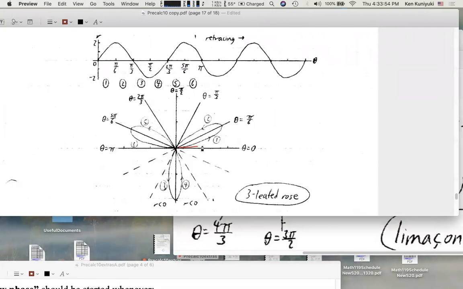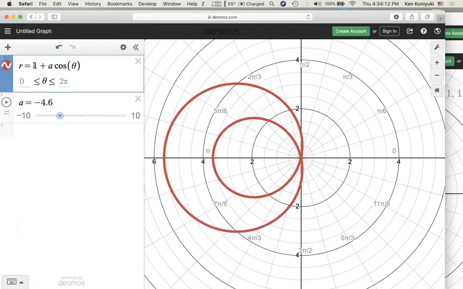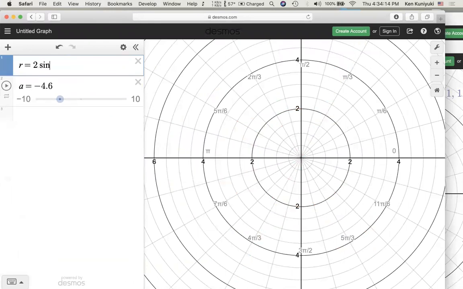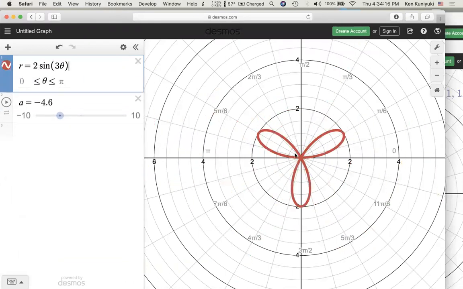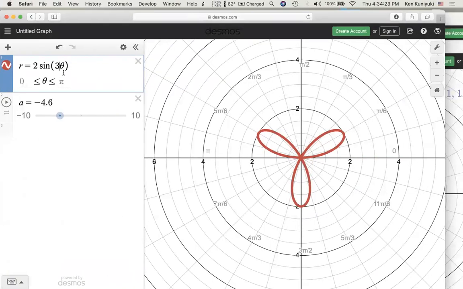Put the arrows on the phases. 1, 2, 3. R is negative here, right? 4, 5, 6, and then we retrace. It's a 3-leafed rose. R equals 2 sine of 3 theta. Three-leaf rose. Again, put the arrows. Now, instead of a 3 theta, what if we have a 4 theta?